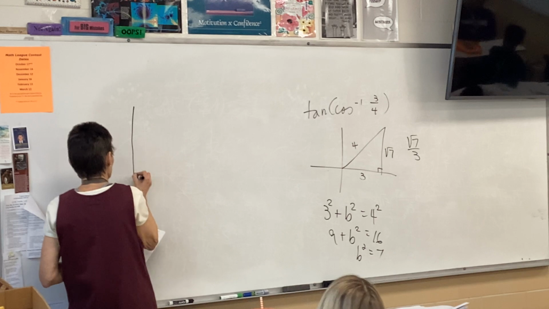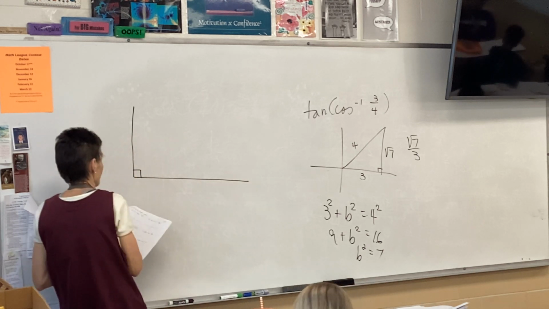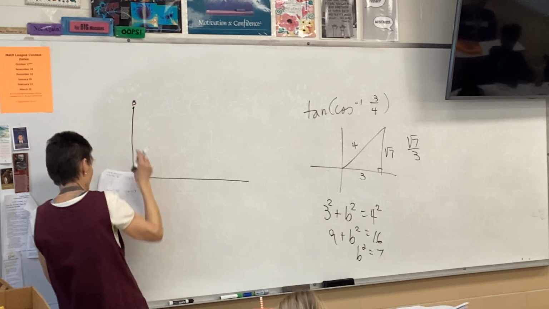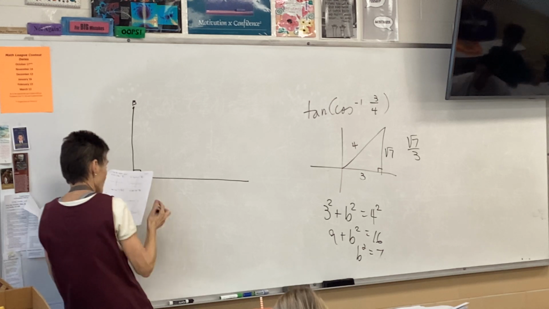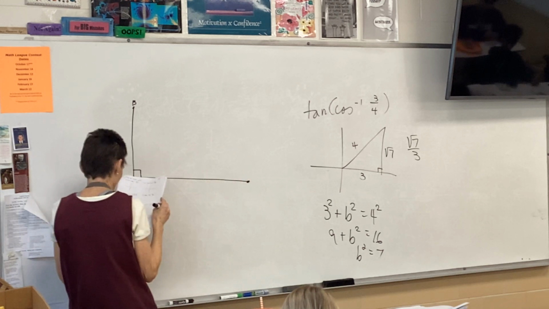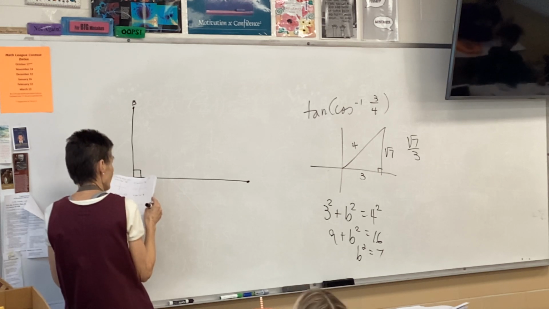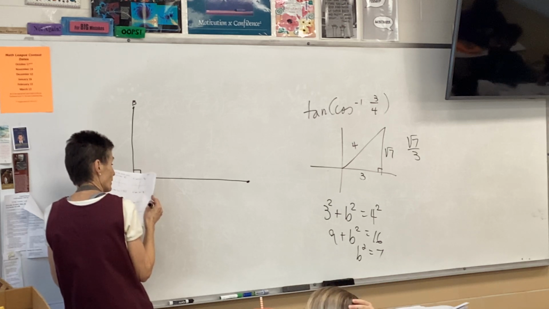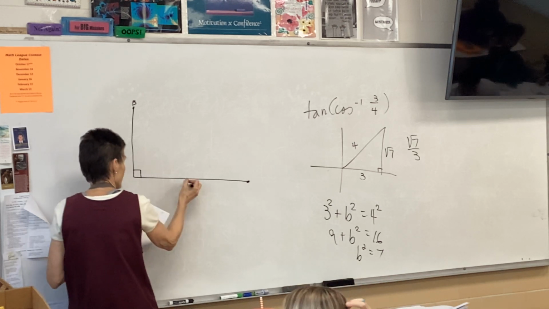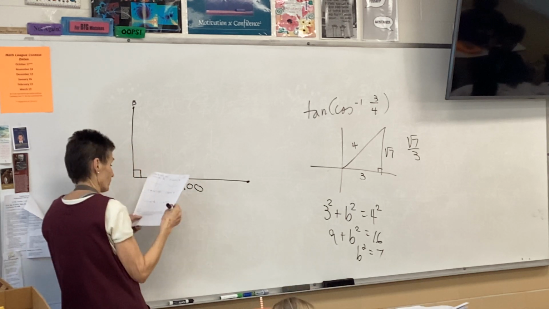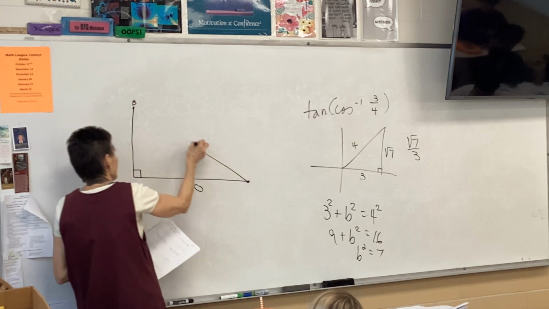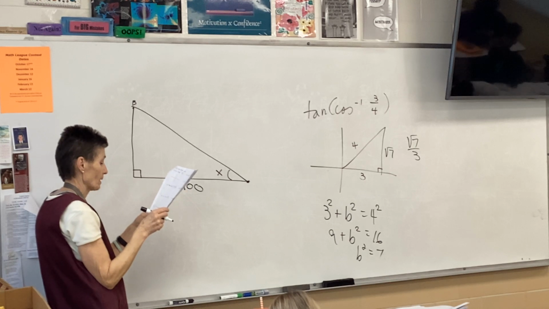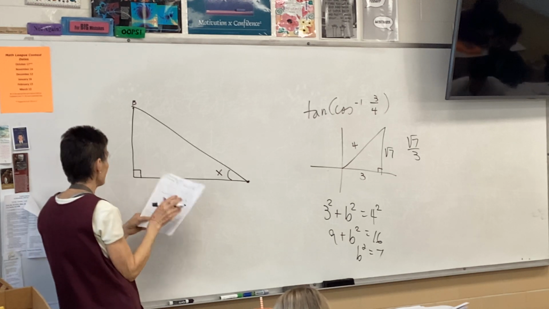So we have a tree. There's my tree. And I have a bird up in the top of the tree. And there is a point on the ground 100 feet from the base of the tree. So where does the 100 go? Right down here, right? And I want the angle of elevation, which is right here. The bird is 18 feet above the ground.